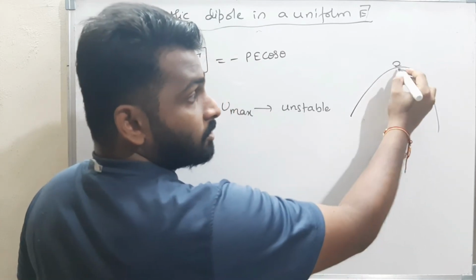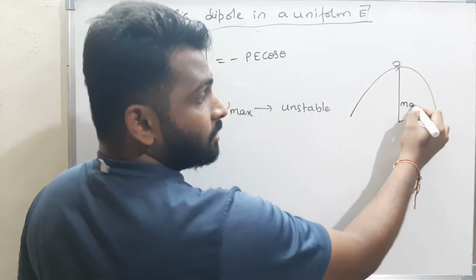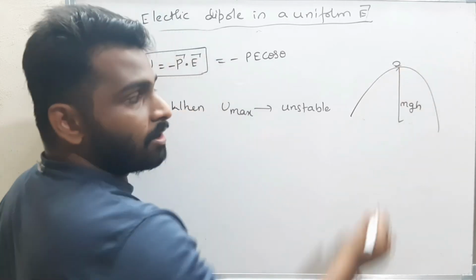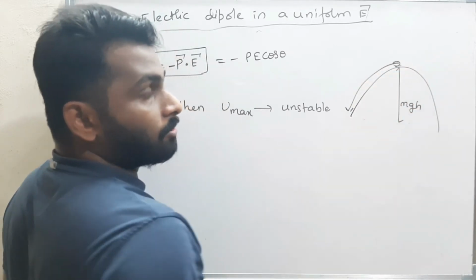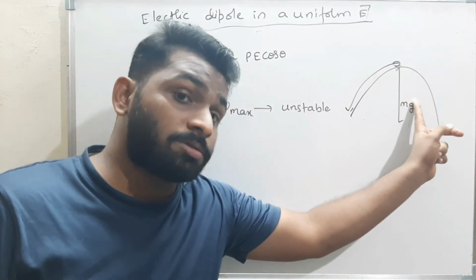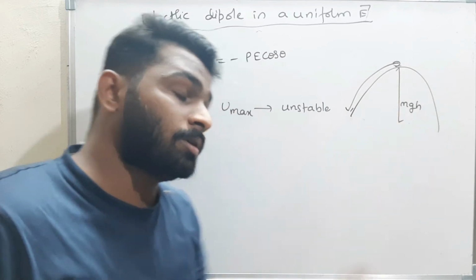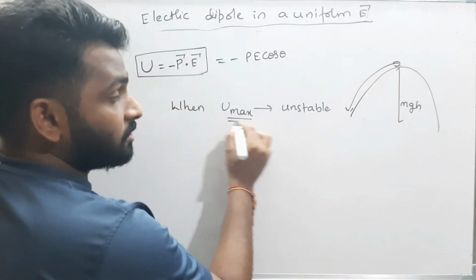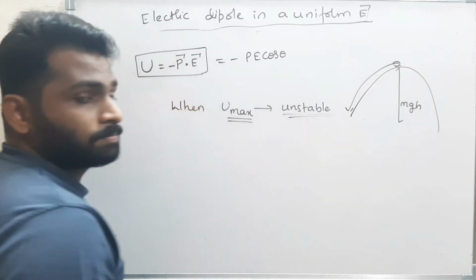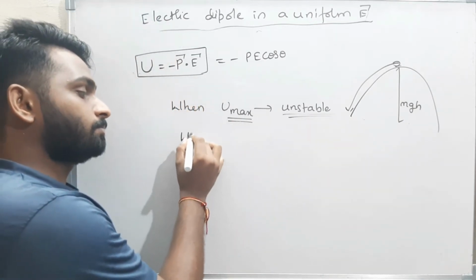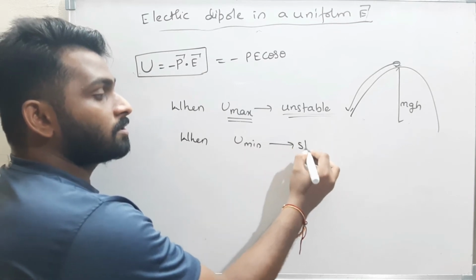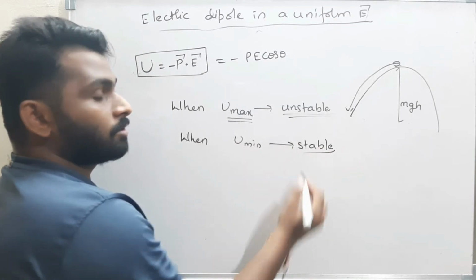Now it has some potential energy. What is the potential energy? mgh. Now when I move it just a little bit, what will happen? It will fall down. That means it is unstable. That means the potential energy is positive, therefore the body is unstable. That means whenever the potential energy is maximum, the more the potential energy, the more unstable the body is. Okay. When the potential energy is minimum, then the body is stable.